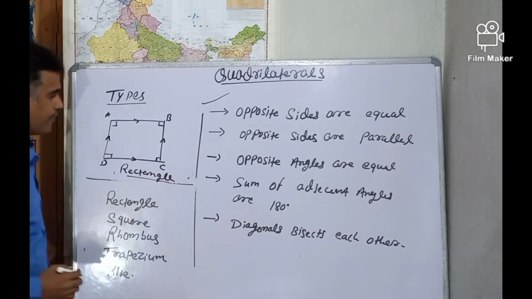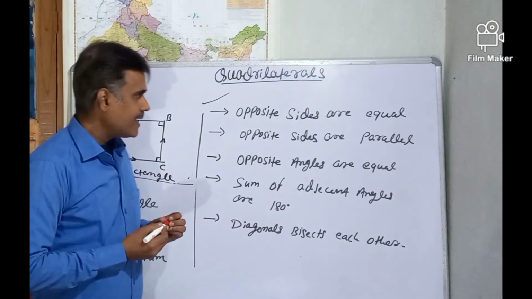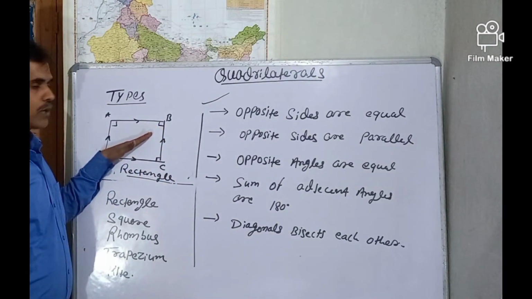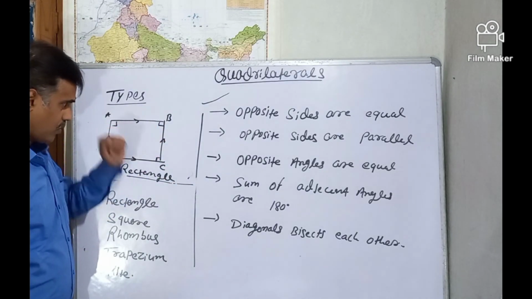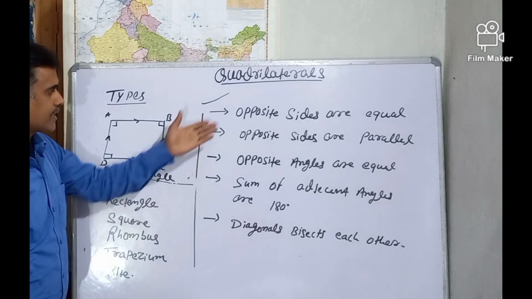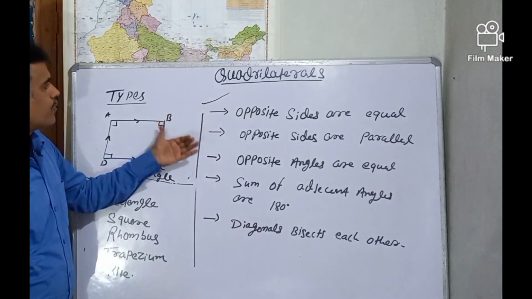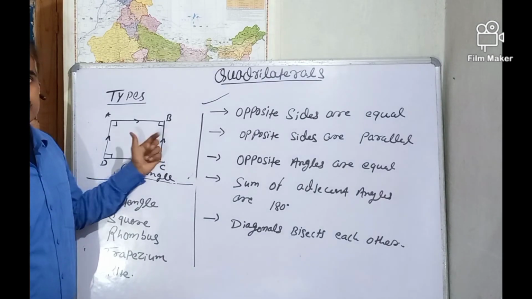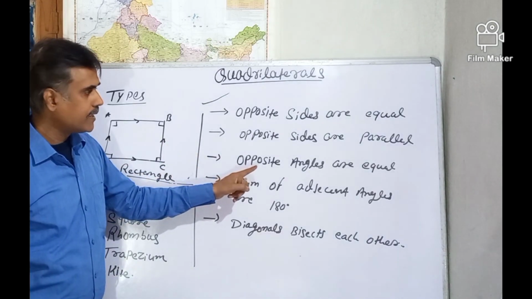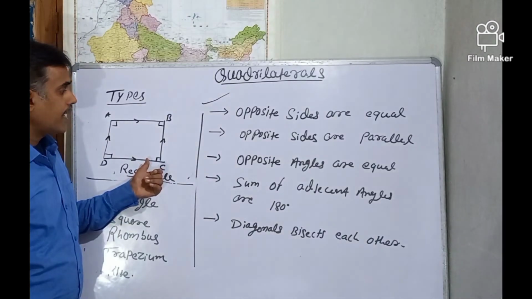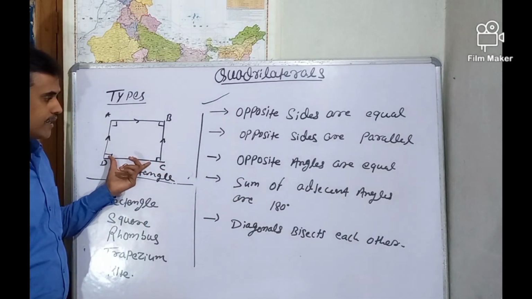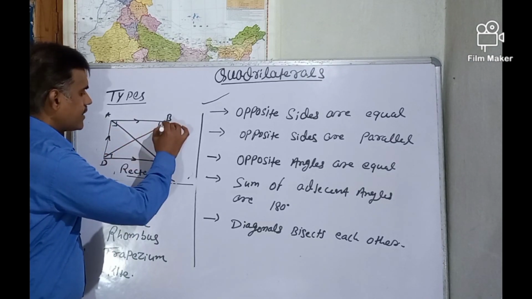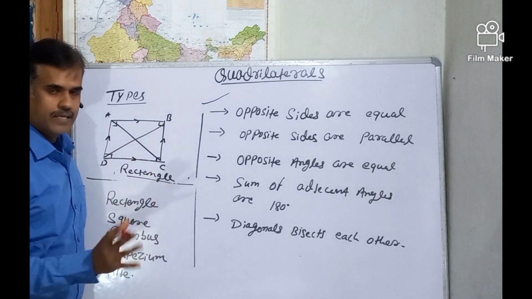This is called a rectangle. Now we can see clearly that all the properties of a rectangle also belong to the parallelogram except one. What it is, we will see in the next topic. Here also opposite sides are equal and opposite sides are parallel. Opposite angles are equal, that is 90 degrees, and the sum of adjacent angles is 180, and also the diagonals bisect each other at right angles. Diagonals bisect each other only.